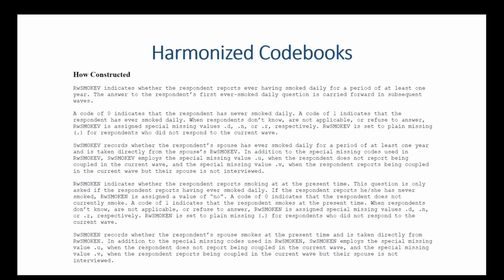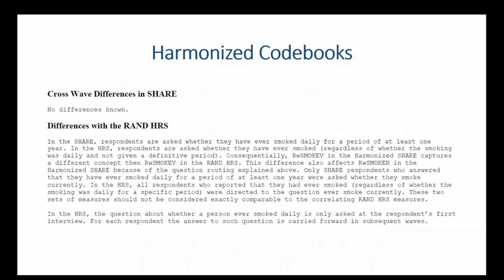So we say RW smoke ev indicates whether the respondent reports ever having smoked daily for a period of at least 1 year. The answer to the respondent's first ever daily smoke question is carried forward in subsequent waves. So there are also skip patterns that happen between different waves, right? If you've answered something in an earlier wave, you might change the questions you get asked in a later wave. So we account for things like that here. We let you know what the codes are, what the missing values are. We highlight any cross-wave differences, so if the question changed between different waves of SHARE, which can be important.